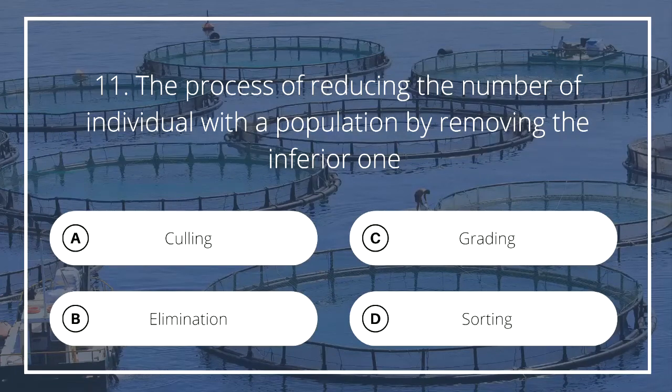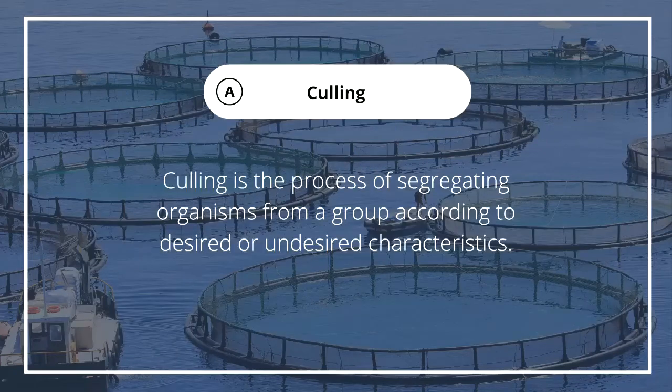Number 11. The process of reducing the number of individuals within a population by removing the inferior ones. A. Culling. B. Elimination. C. Grading. D. Sorting. Answer: A. Culling. It is the process of segregating organisms from a group according to desired or undesired characteristics.